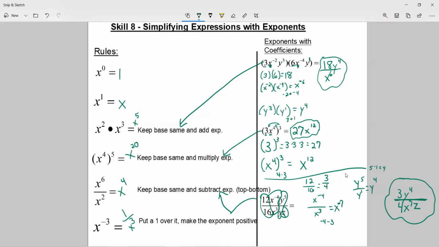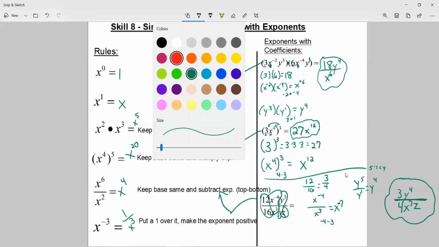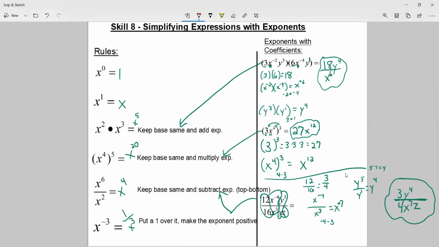Ta-da. Now, the only thing kind of missing from my examples here that I would like to point out, and we'll have this in tons of classwork, if you end up with a negative coefficient, like if I had -2x to the 5th times 6x to the -8. You don't have to add this one, or you can, I don't care. It's not on your paper. I'm going to multiply the -2 and the 6, and I'm going to multiply the x to the 5th and the x to the -8.